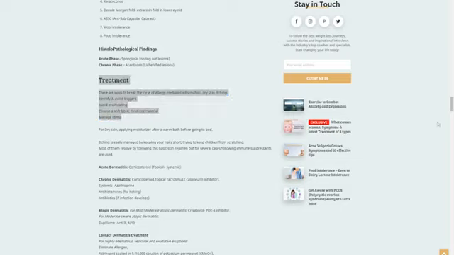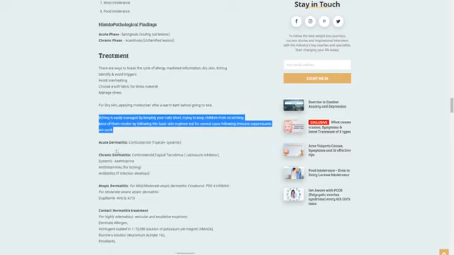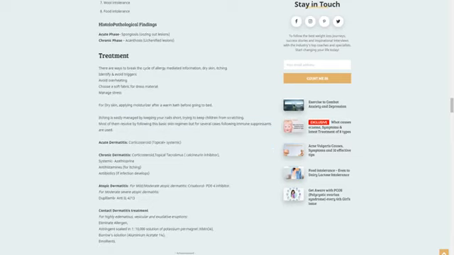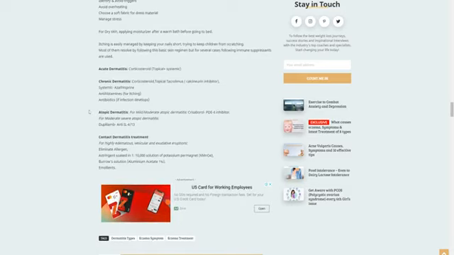Acute dermatitis: topical plus systemic corticosteroid. Chronic dermatitis: topical corticosteroid, tacrolimus, a calcineurin inhibitor, and systemic azathioprine. Antihistamines for itching, and antibiotics if infection develops. For mild to moderate atopic dermatitis, crisaborole, a PDE4 inhibitor. For moderate to severe atopic dermatitis, dupilumab, an IL-4/13 inhibitor.